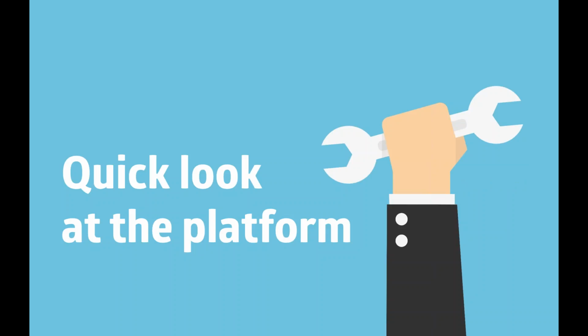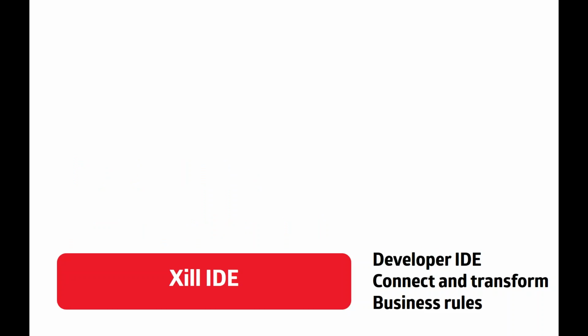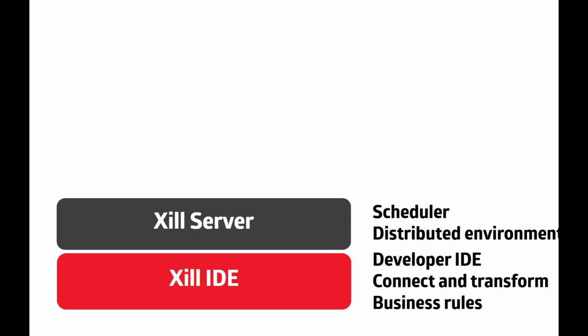So a very quick look at the platform. As I mentioned already, we have our own development environment with our own language. It's called Xillio. It's where we build all our transformation scripts. So we are very flexible in doing that with any migration. And then we have our server. It has a scheduler and a distributed environment. You can schedule the scripts, you can run the scripts from a distance, and you can also scale this environment.